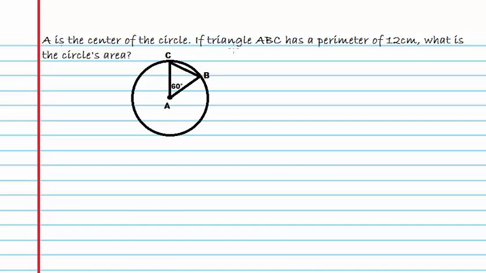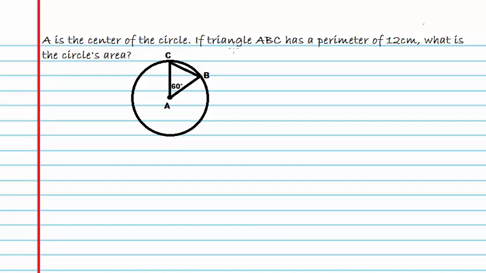It says that A is the center of the circle. If triangle ABC has a perimeter of 12 centimeters, what is the circle's area? Okay, so we know that point A is the center and we know that ABC forms a triangle. We also know that angle A is 60 degrees. So we need to figure out some important information about this triangle.